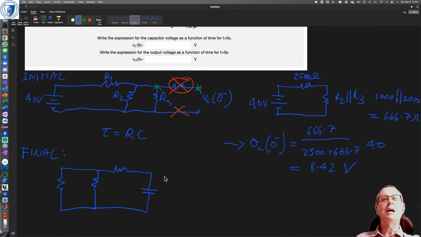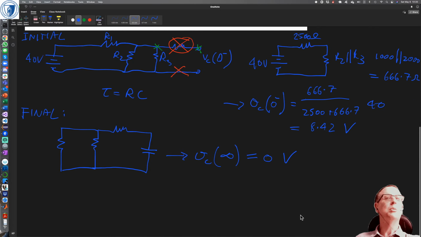Okay, let's do the final condition first. This is effectively what's happened. There are no power supplies at all, no current sources, no voltage sources. So that tells me that the voltage across the capacitor at time infinity is 0 volts.